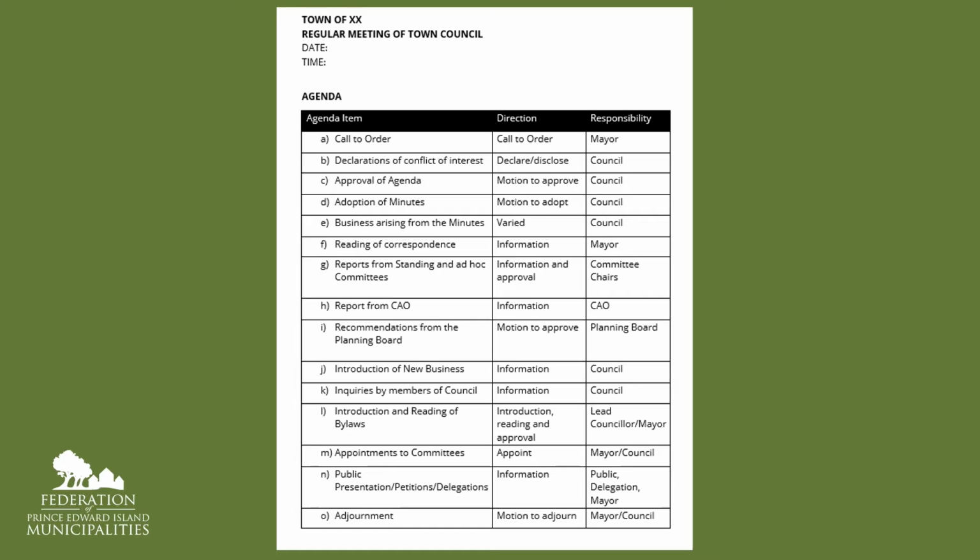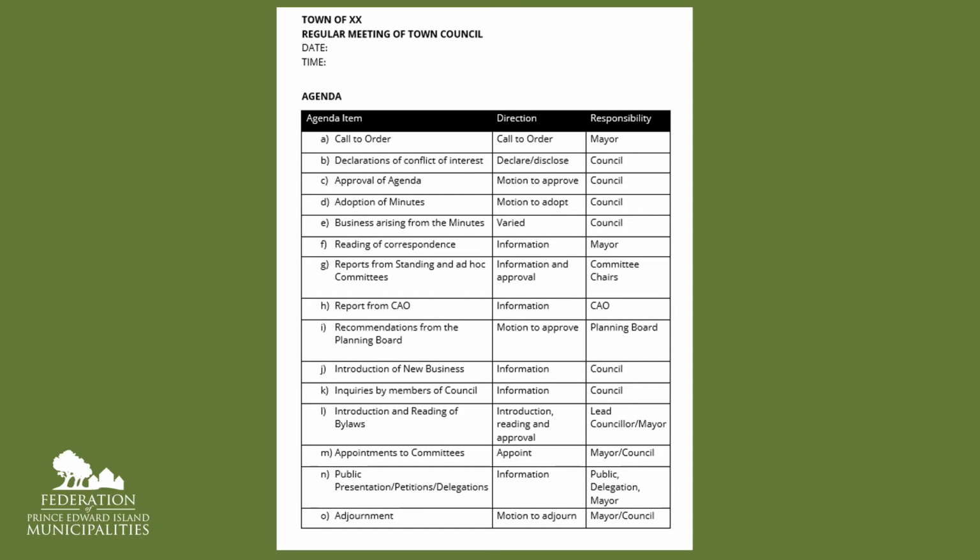And this style of agenda includes all the agenda items, but it also has columns for direction and responsibility. And this is a good way to keep council and CAO on the same page about what each agenda item is going to require in terms of a decision. And it also sets out who is responsible to lead the discussion of that particular agenda item.